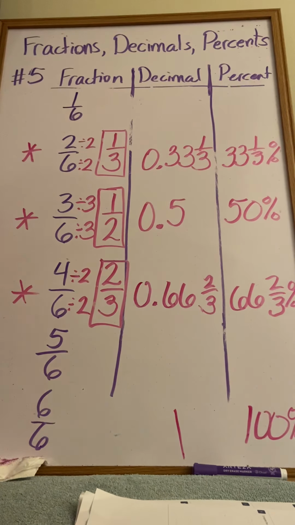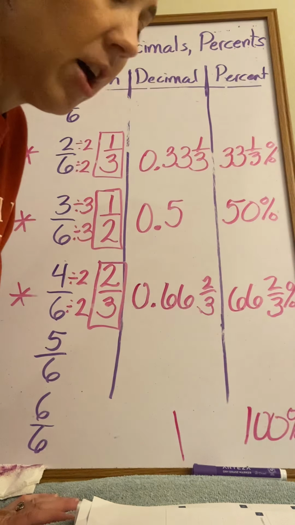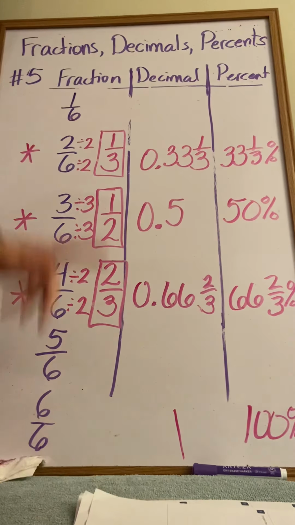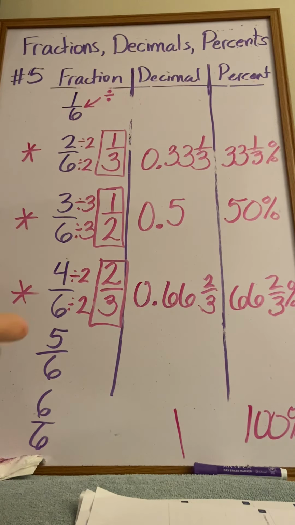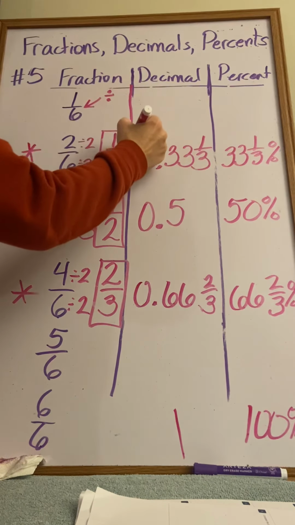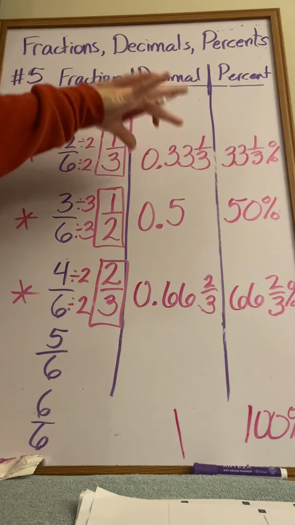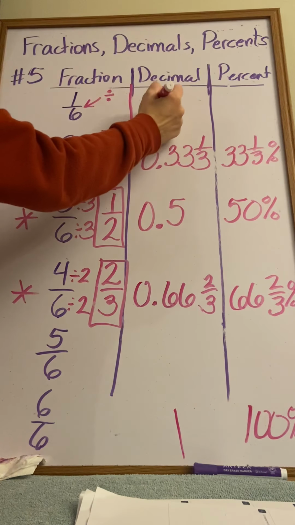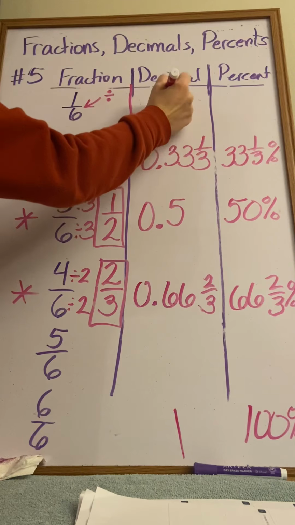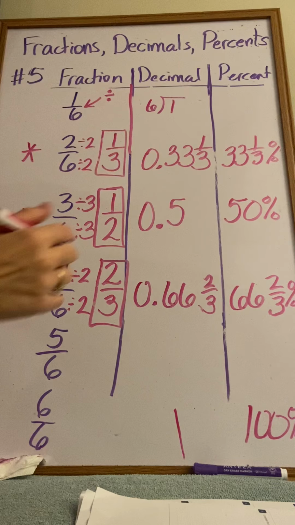Now, this one's kind of tricky. 1 out of 6. What would 1 out of 6 be if I were looking at it out of 100? Now, I know that this fraction bar, what does that fraction bar mean I can do? What kind of math problem? I can divide. All right, and I'm almost out of room here. Filled up my whole board just about. But this is 1 divided by 6. So let's push that over. Push it over, and it's going to fall. And when it falls, the 6 is going to be outside, and the 1 is going to be inside. We just push it over.